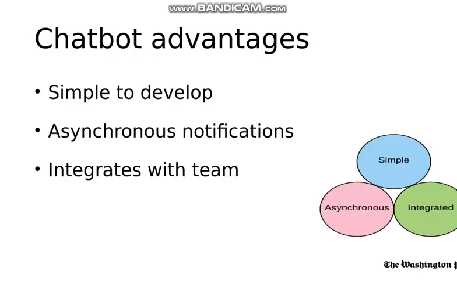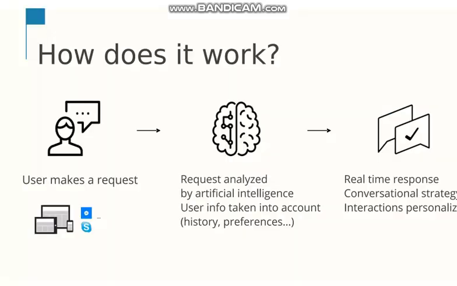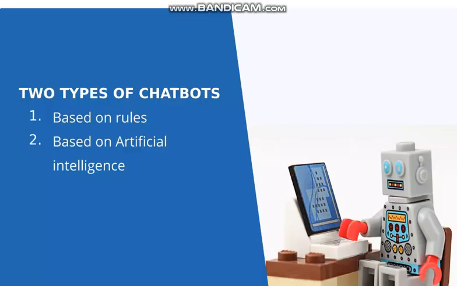Chatbot advantages: simple to develop, conference notification, integrates with team. How does it work? The user makes a request, analyzed by artificial intelligence. User info is taken into account: history, preferences, real-time response, conversational strategy, interactions, personalization. There are two types of chatbots: based on rules, and based on artificial intelligence.